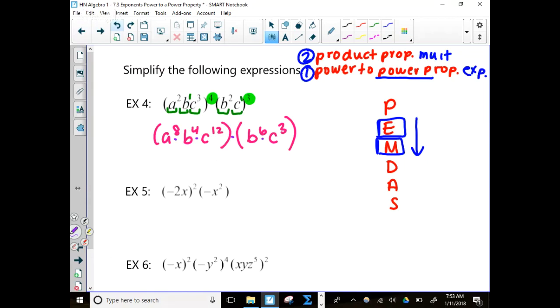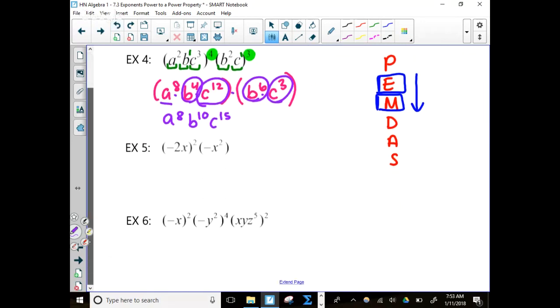Okay, so we're going to simplify anything that has the same base. There's no other A, so I'm going to bring down A to the 8th, B to the 4th, and B to the 6th. We're going to add the exponents, B to the 10th. And then we have C to the 12th, C to the 3rd, so C to the 15th. Okay. All right, next one.